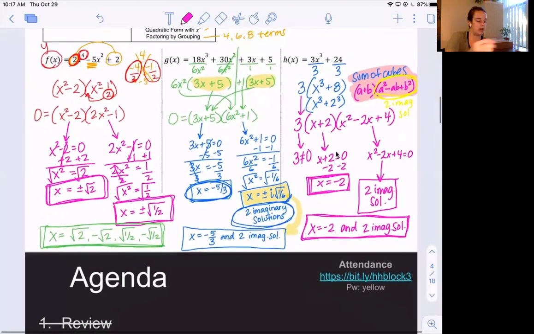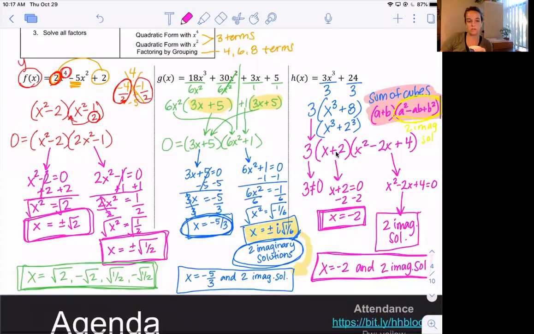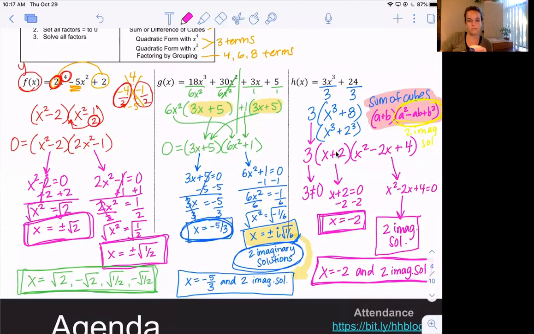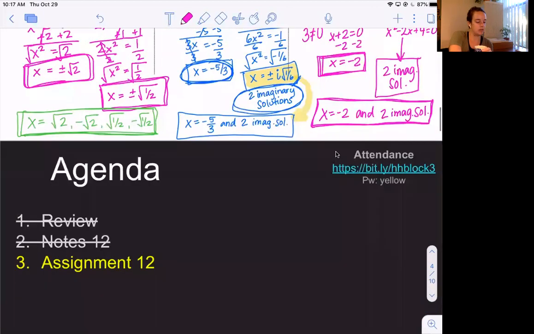Right. What questions do we have about solving polynomials? None? All right. Keep asking them. I'm going to go over your homework here.